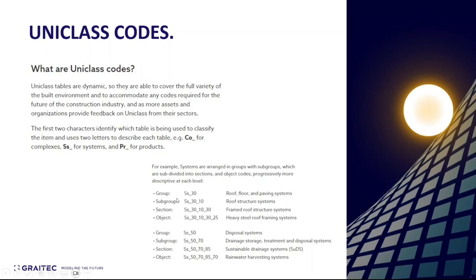We have the ability to define subcategories. So for example, a code of SS defines a system, which may define a system that's associated with either a roof, a floor, or a paving system. And if we drill down further, we can be more and more precise. So it's a roof structure, and then more precise even further, a framed roof structure, and so on, until ultimately we can be very specific with our descriptions.